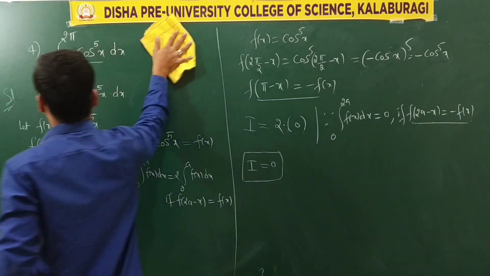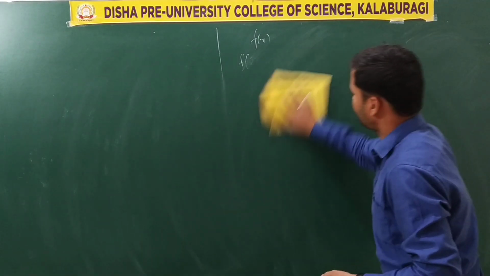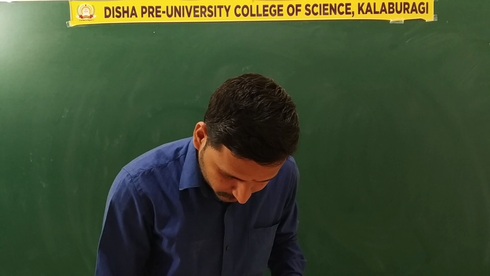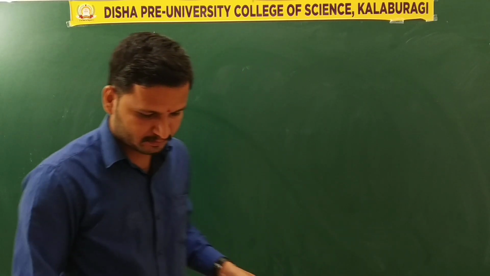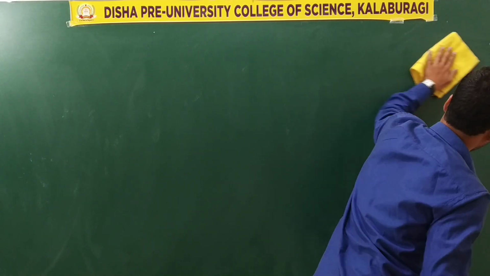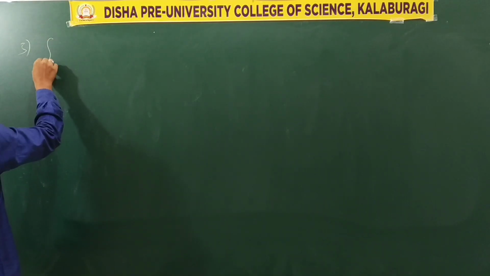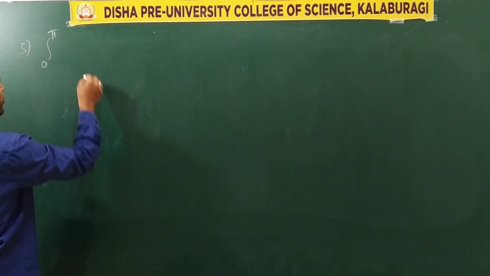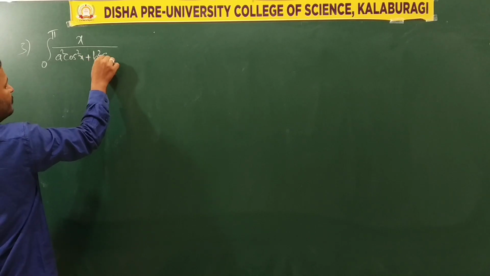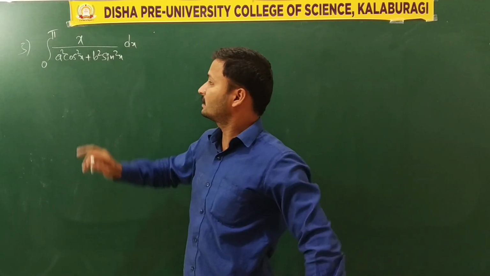Next question number 5. Integration from 0 to pi of x divided by a square cos square x plus b square sin square x dx.